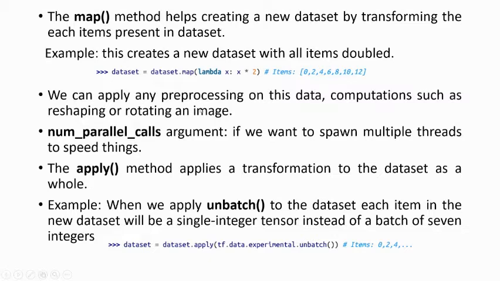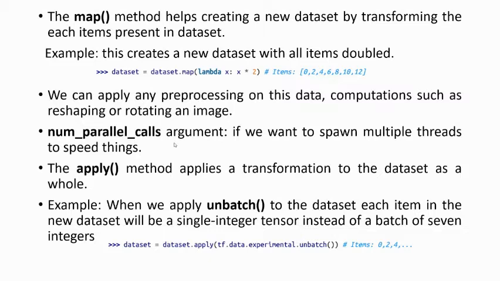Now, what is the point of including this map method? This map method provides us arguments such as the num parallel calls argument. If we set this argument to true, you can speed up your processing by making use of multiple threads. That's a very important argument in the map method.